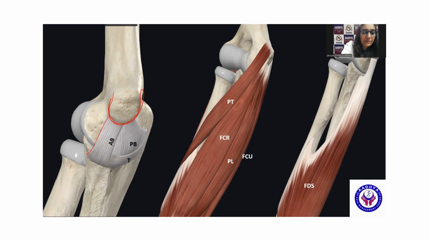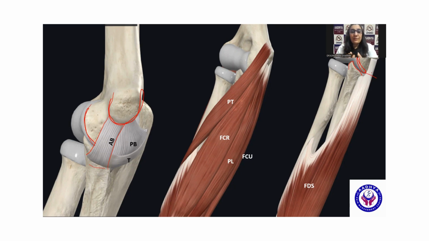Now, what you are seeing here is the anterior band of the ulnar collateral ligament, which extends from the medial epicondyle and goes up to the sublime tubercle of the ulna. This rounded bony thing which you are seeing here is the trochlea. You can see it very well in this picture. And this bony thing is the coronoid process of the ulna. And this one is the joint.